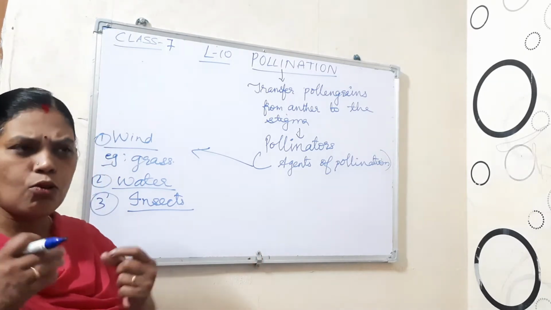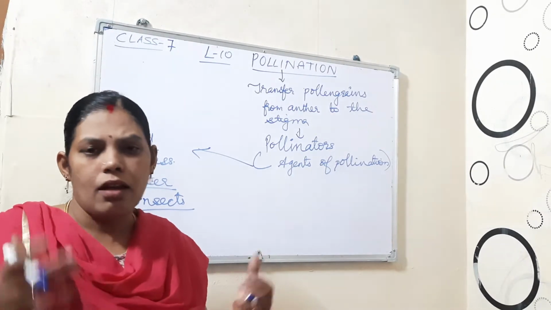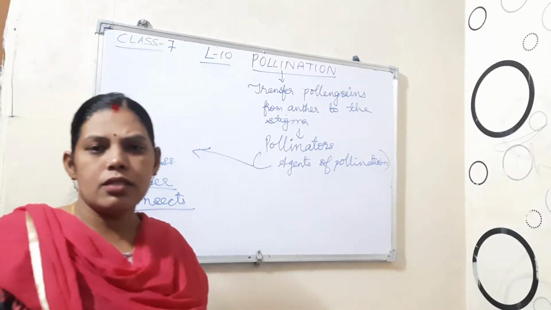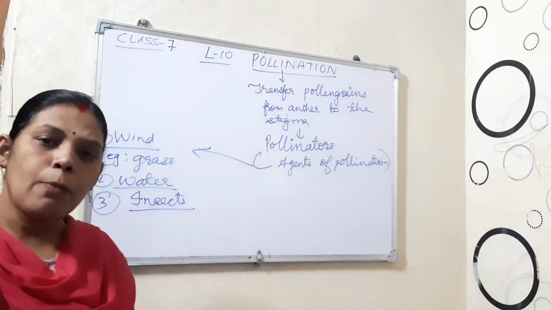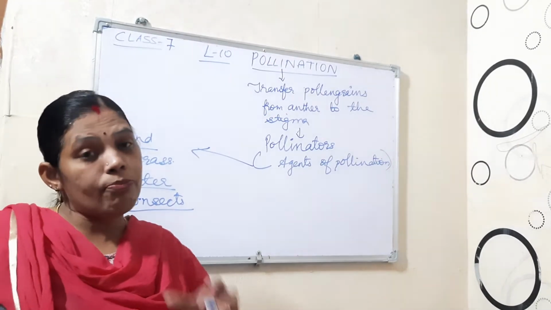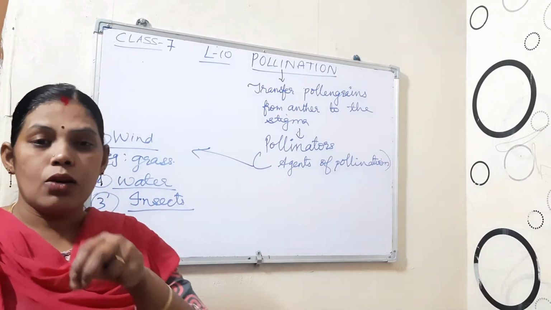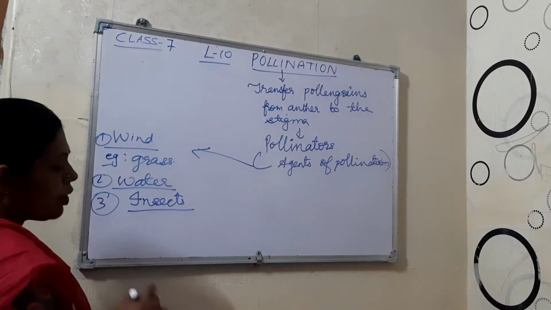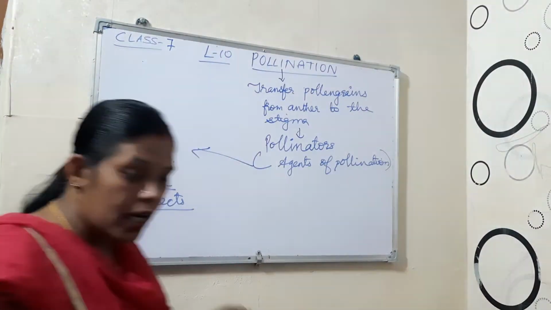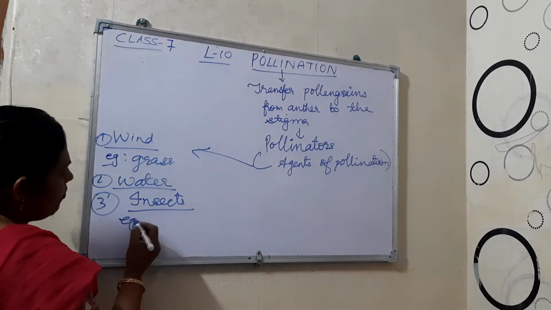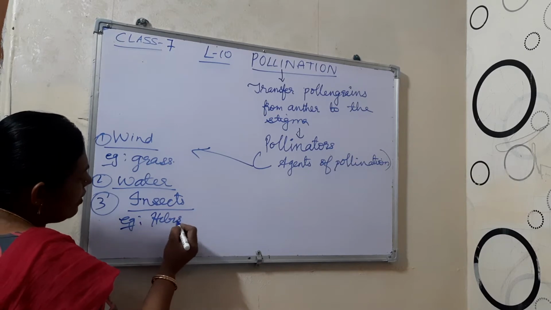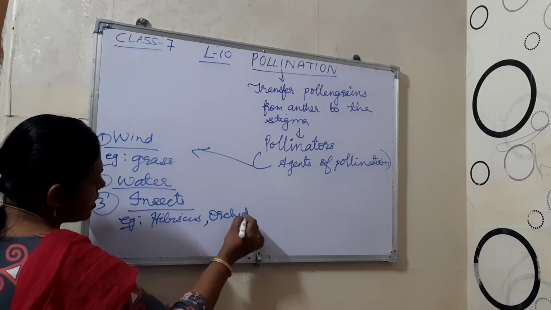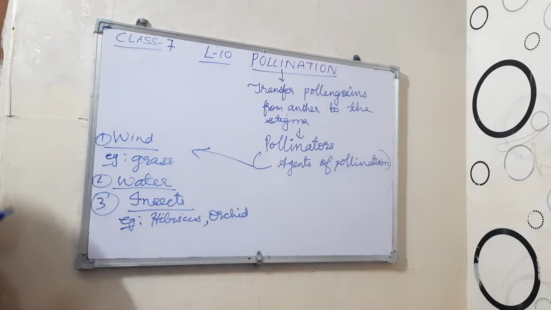So many pollen grains will be absorbed, and all of them will not fall onto the other flower's stigma. Some of them will fall on it, and from those only a few will go inside. Okay, so for insects you can see examples in hibiscus and in orchids, where insects only help with pollination.